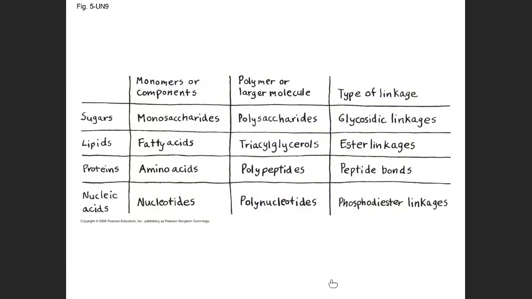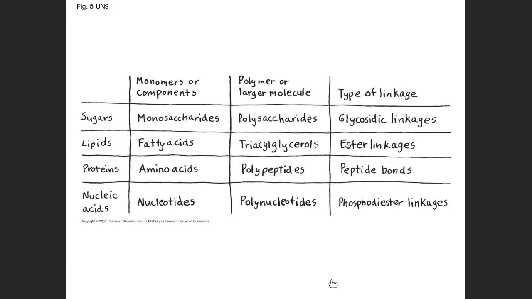So sugars, all those monosaccharides, are bonded together with a glycosidic bond or glycosidic linkage. Lipids, the fatty acids, are joined to the glycerol with an ester bond or an ester linkage. And proteins, all the amino acids, are joined together with peptide bonds. And in nucleic acids, it's the phosphate groups that join together with the next nucleotide to create a phosphodiester bond. So phospho because the phosphates are being used to help make those bonds.